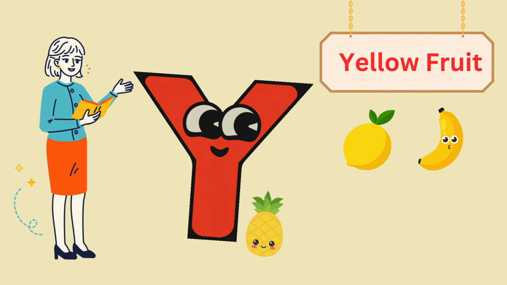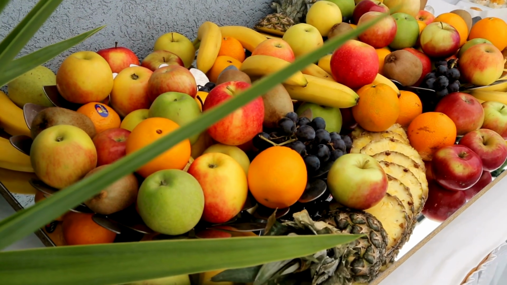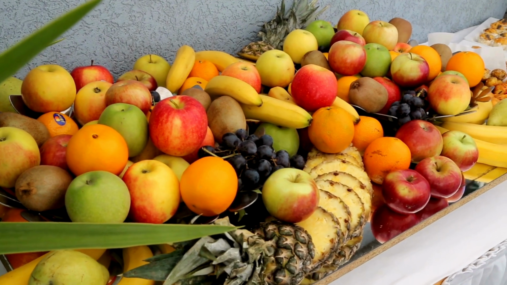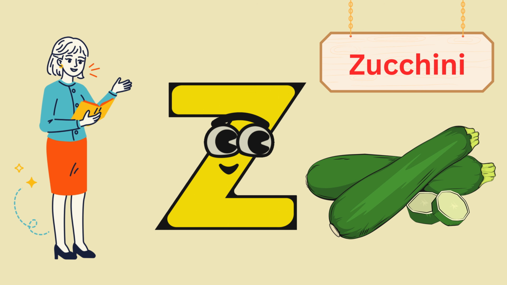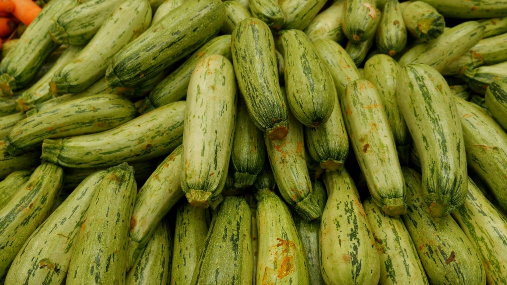Y is for yellow passion fruit. Yellow passion fruit. Y is for yellow passion fruit. Z is for zucchini. Zucchini. Z is for zucchini.